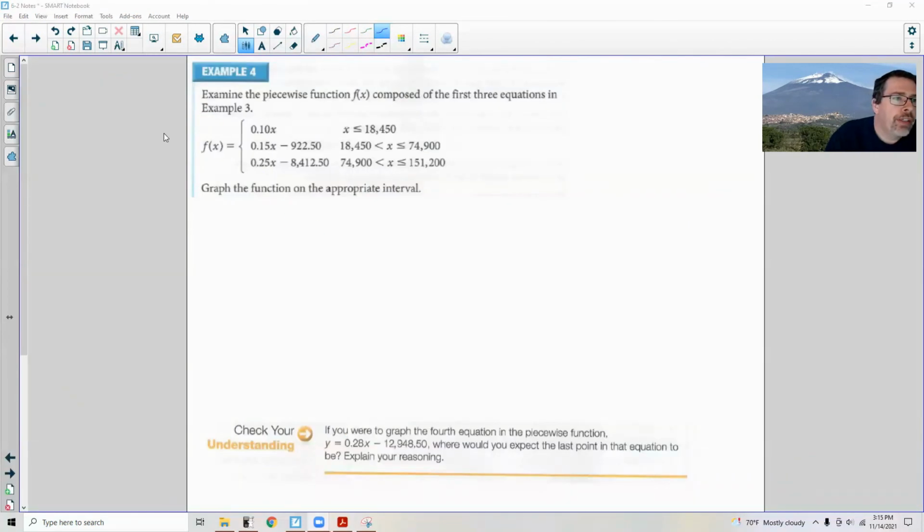All right, example 4, it says to examine the piecewise function f of x composed of the first 3 equations in example 3. So they gave us 0.10x when x is less than 18,450, 15% of x minus the 922.50, between 18,450 and 74,900, and 25% of your taxable income minus this 8,412.50 for the bracket between $74,900 and $151,200. Graph the function on the appropriate interval.